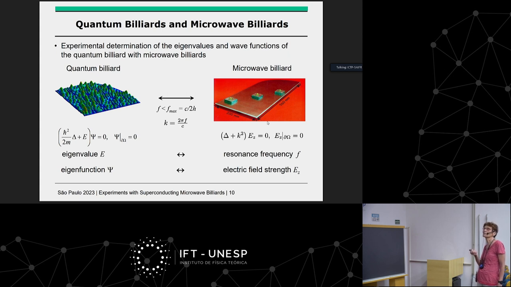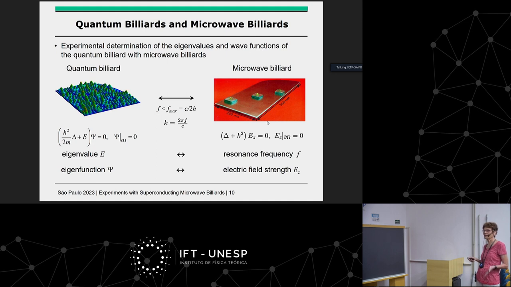As long as you choose the frequency of the microwaves sent into the resonator below a certain maximum frequency, given by the velocity of light divided by 2 times the height of your billiard, then you will have a two-dimensional Schrödinger equation, because the electric field will be perpendicular to the top and bottom plate. Only Ez is then non-zero, whereas Ex and Ey are zero. Then you get a Helmholtz equation, which is identical to the Schrödinger equation of the corresponding quantum billiard. This of course only holds when you can neglect absorption into the walls.